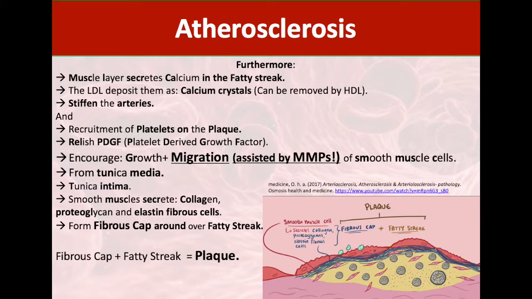Furthermore, the muscle layer secretes calcium in the fatty streak, and the LDL deposits them as calcium crystals, which can be removed by HDL. Those crystals stiffen the arteries, and the recruitment of platelets on the plaque causes release of PDGF, or else platelet-derived growth factor, which encourages growth and migration of smooth muscle cells, assisted by MMPs. These smooth muscle cells migrate from the tunica media to the tunica intima. Then those smooth muscle cells secrete collagen, proteoglycan, and elastin fibrous cells, which form the fibrous cap around and over the fatty streak. The fibrous cap and the fatty streak are the atheromatous plaque.